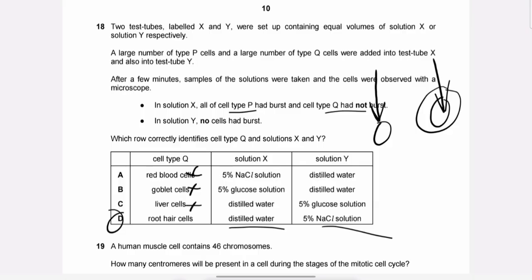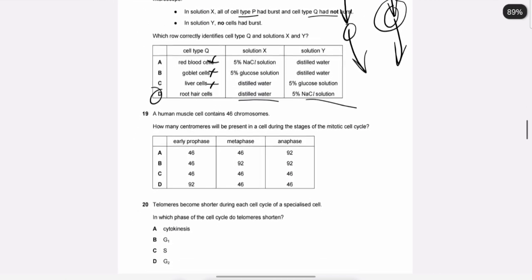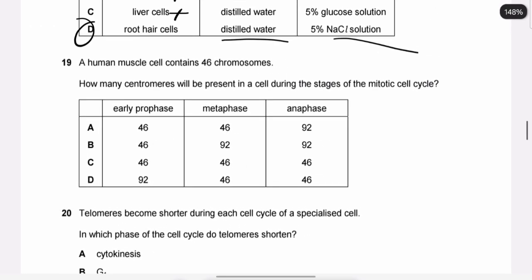And if cells are put in 5% sodium chloride solution and no cells had burst, it means water was moving outside of the cells due to a difference in water potential, so none of the cells had to burst. There was really no pressure to withstand. Now on number 19, it's saying a human muscle cell contains 46 chromosomes.